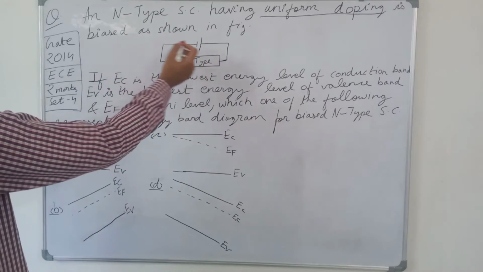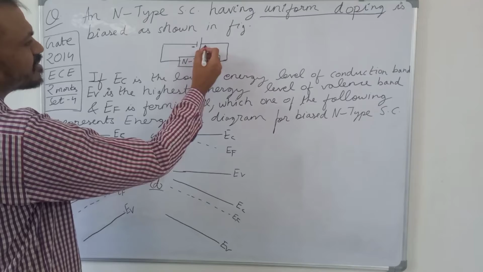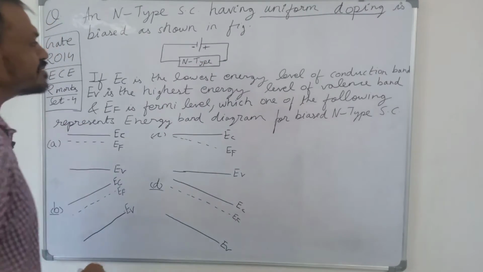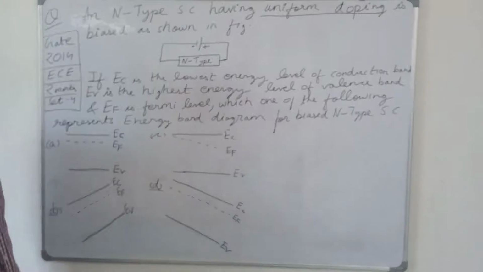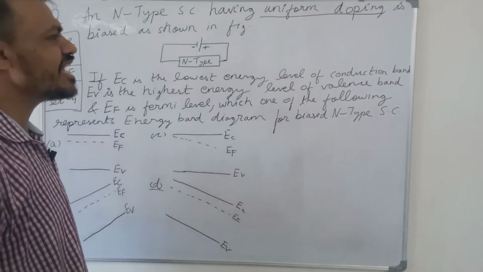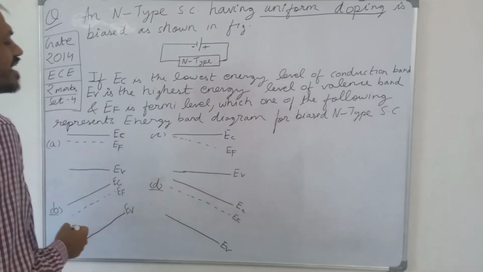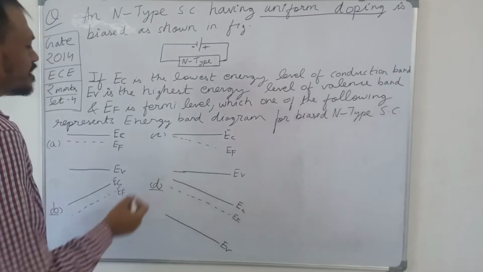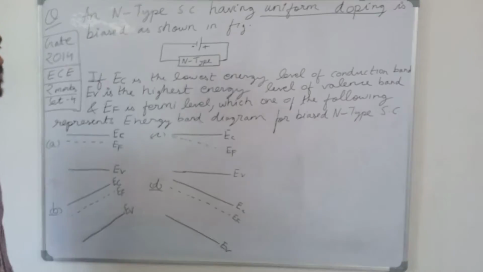Now this semiconductor is biased using a battery. This is the negative terminal of the battery and this is the positive terminal of the battery. This n-type semiconductor, which has uniform doping, is biased using this battery. It says that EC is the lowest energy level of the conduction band, EV is the highest energy level of the valence band, and EF is the Fermi level. Which of the following represents the energy band diagram for this biased n-type semiconductor?